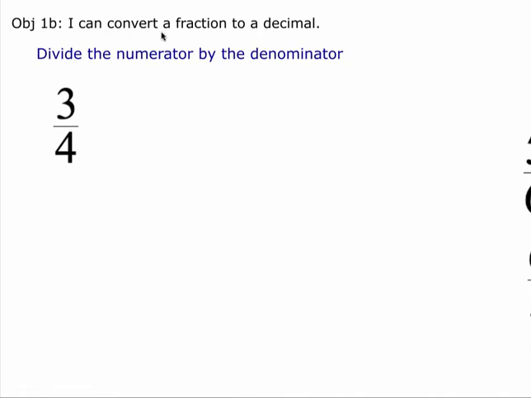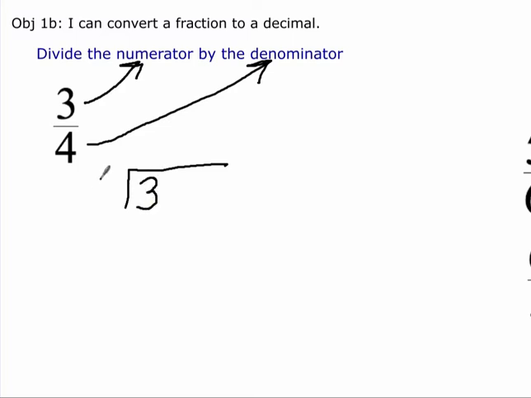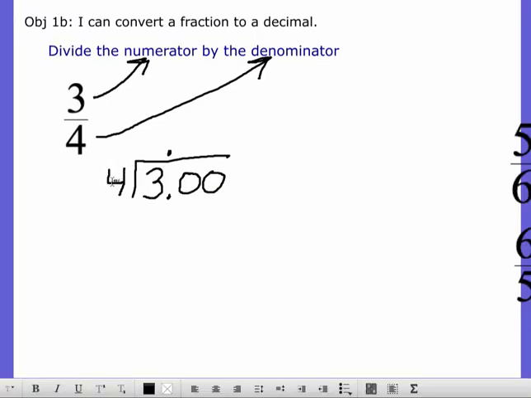I can convert a fraction to a decimal, and so you're going to want to start writing this down here. So all you need to do is divide the numerator by the denominator. So first thing, which is the numerator, which is the denominator? This is the numerator, and this is the denominator. So we're going to take 3 and divide it by 4.